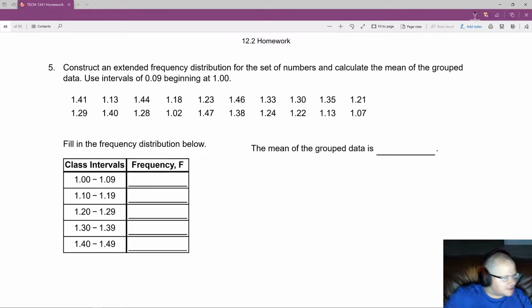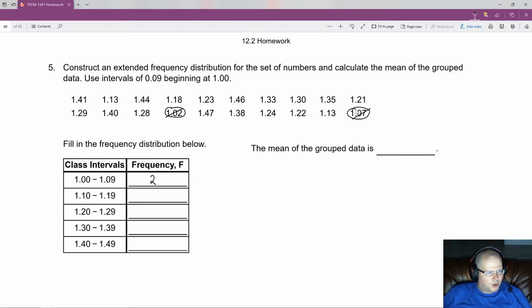You just need to find the numbers associated with these intervals. So for instance, the first interval is 1 to 1.09. So it looks like we have this one right here. That would go in there. We have this one right here. That would also go through there, and there aren't any others. So the frequency of this is a 2. I'm going to cross these out just to keep track of things. It's not necessarily the best way of doing it, but that's the way I'm going to do it.